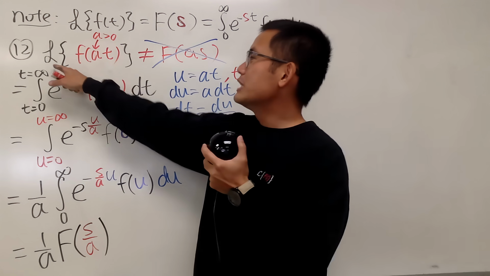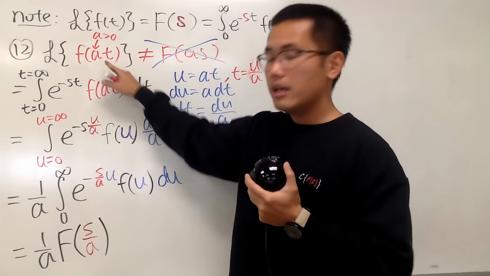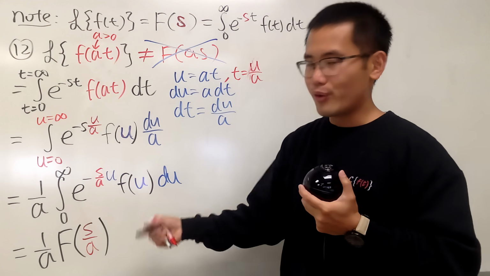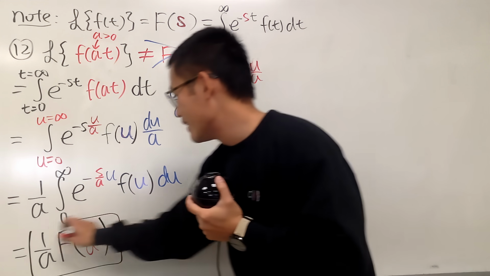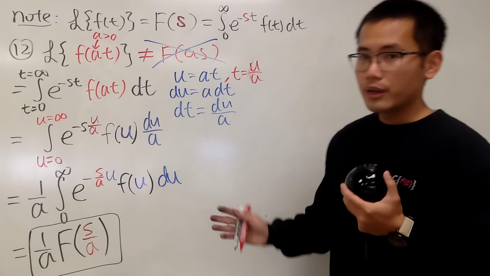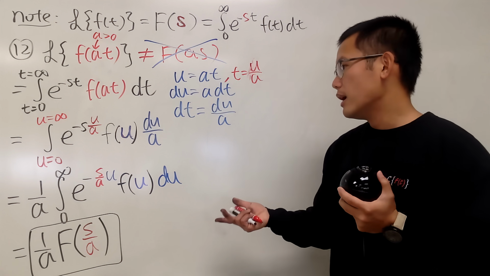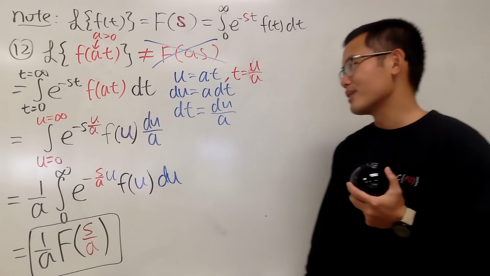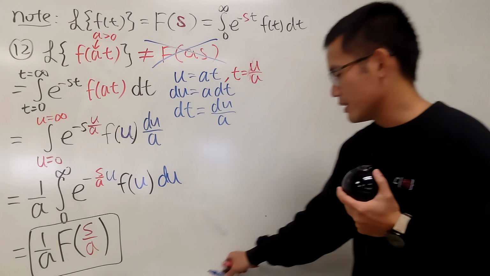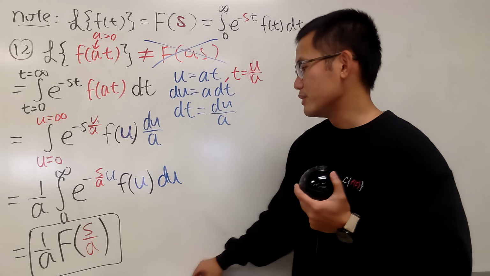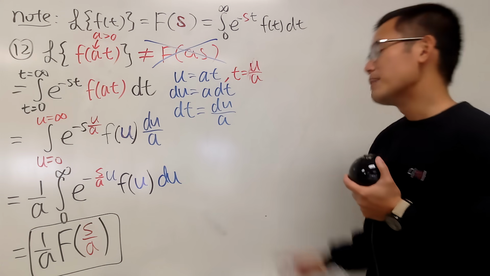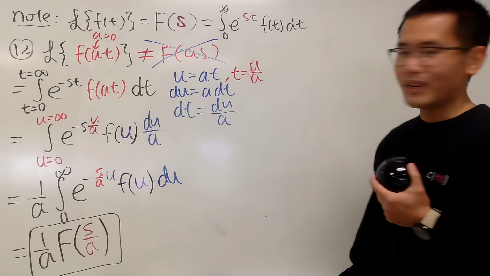Therefore, the Laplace transform of little f of at is equal to 1 over a capital F of s over a, like this. And again, I only proved the case for a is greater than 0. You can go ahead and try it if a is less than 0. Just some bizarre part with the limits of integration, you have to fix that. It'll still work. And sometimes if you don't want to go through all this, you can just use the property of some function to make the negative go away if necessary. But anyway, this right here is it for number 12.